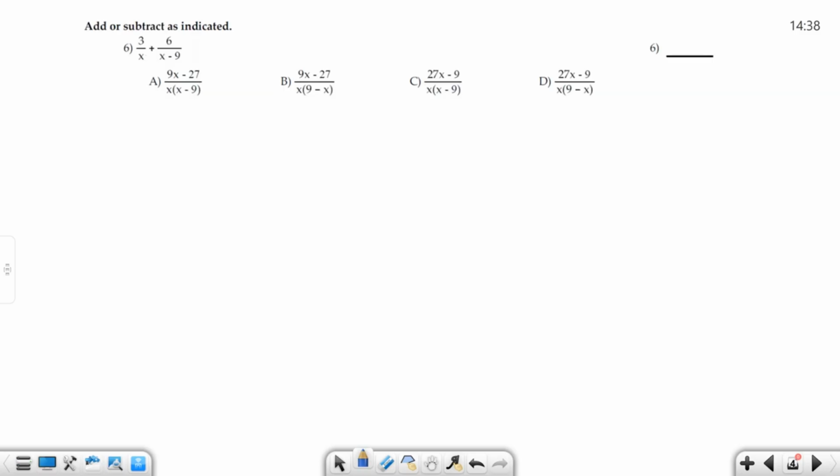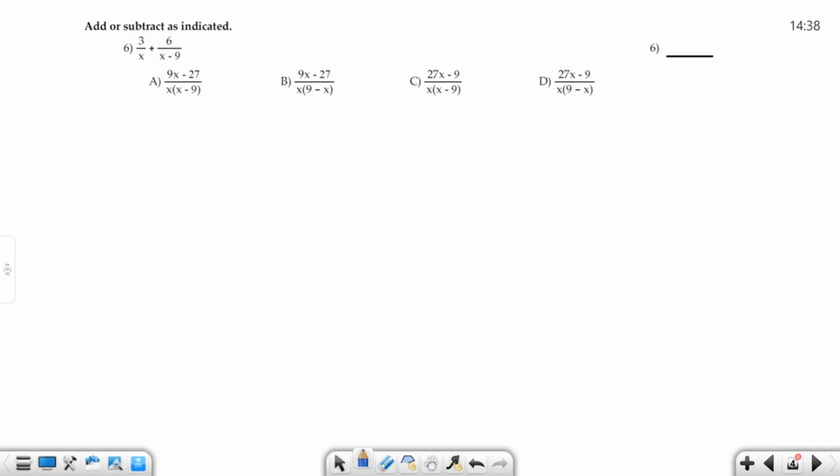Add or subtract is indicated. So this is number 6. 3 over x plus 6 over x minus 9. So when you add or subtract fractions, right? This is different than when you're multiplying or dividing fractions. The last one was dividing, so we could do all those things we did. Here, these denominators are not the same, and you cannot add two fractions unless the denominators are the same.